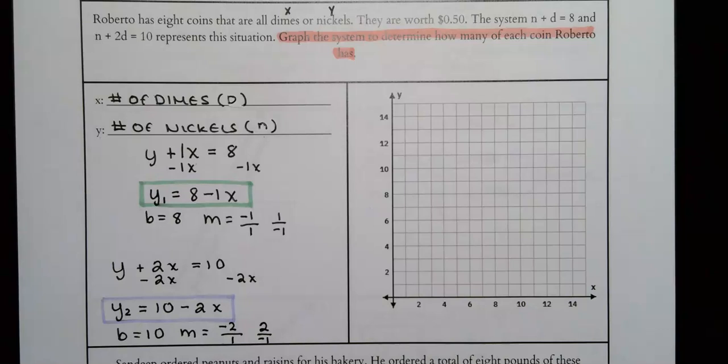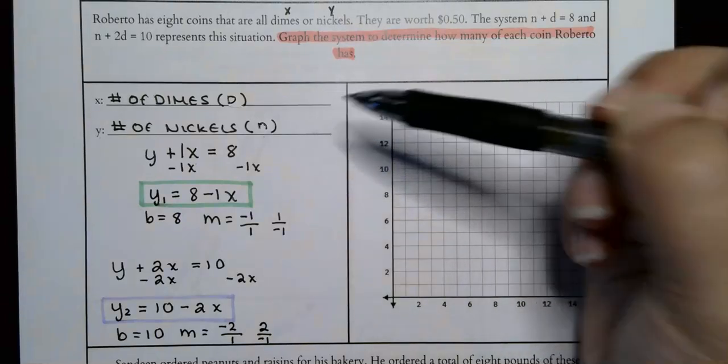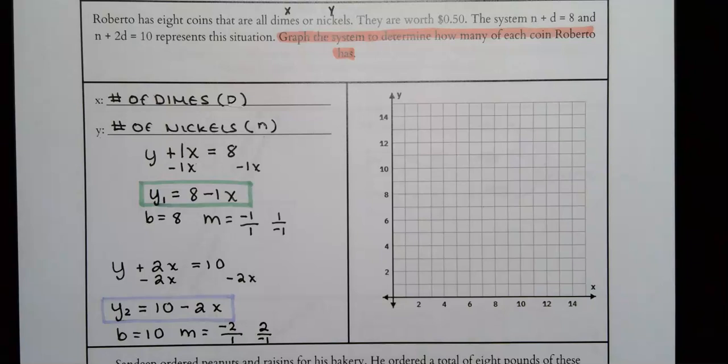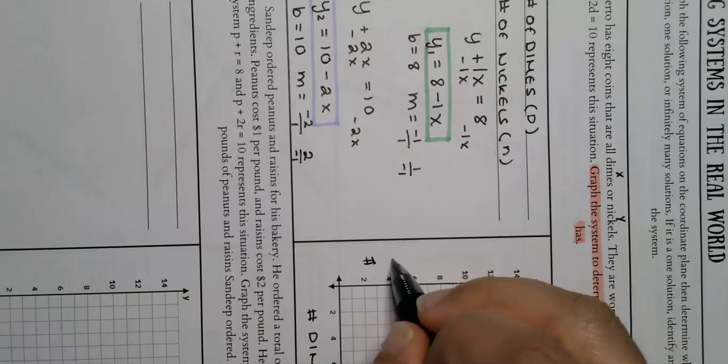All right, so I went ahead and color-coded my lines already. Now that I know that I have y1 and y2, we can take our coordinate plane that's over here to the left. Let's go ahead and label. Notice that we have our x and y here, so we can go ahead and label our axis. So our x represents the number of dimes, and our y represents the number of nickels.